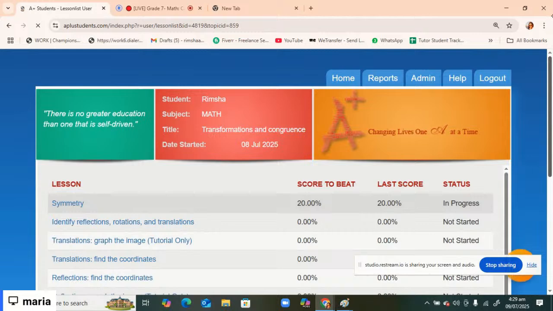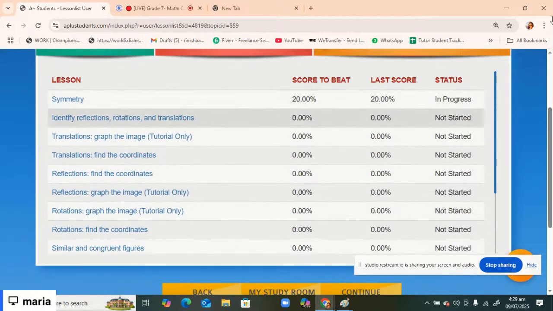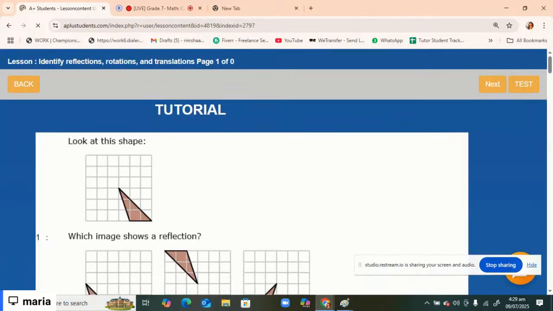So, hope you guys understand this lesson. Now, let's start the next lesson, which is identify the reflection, rotation, and translation. Solve the rest of the test questions regarding this lesson by yourself. Okay. Now, let's start the translation symmetry, rotation symmetry, and reflection symmetry.